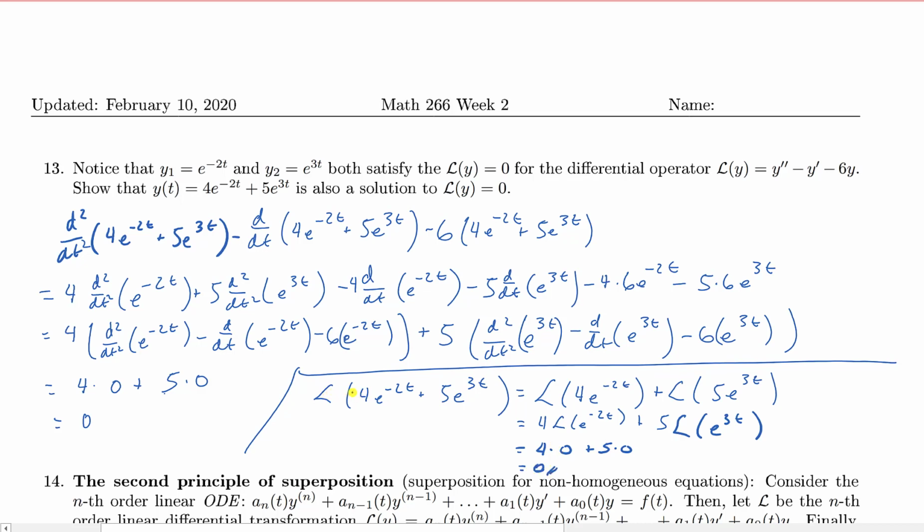So this is working with this new linear operator notation. If I lost you on this, use this as your guide. But this shows how the linear operator notation greatly simplifies working with some of these larger expressions. All right, in the next video we'll talk about the second principle of superposition.